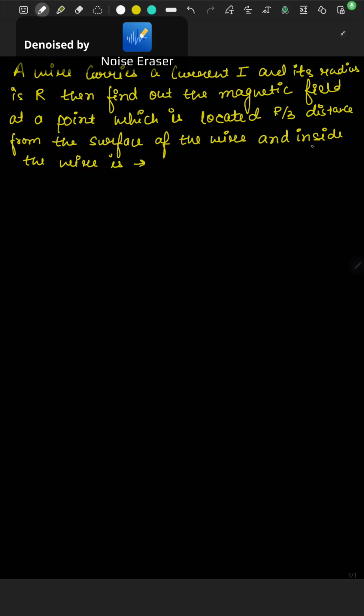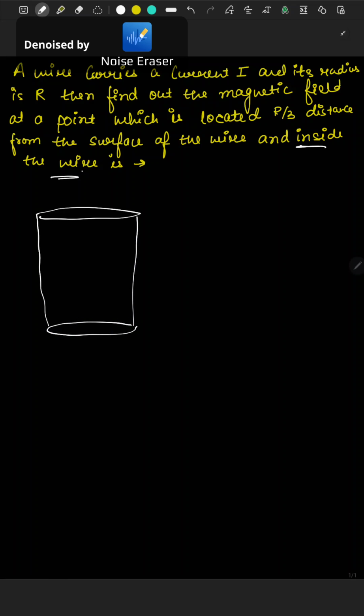To find the magnetic field inside the wire, let us take a wire here. Let us consider this as a wire and a current I is flowing in it. So we have to find the magnetic field at a point which is located at r by 3 distance from the surface of the wire. So here, let us take this point as P and this will be r by 3.